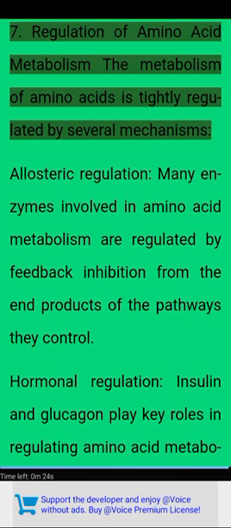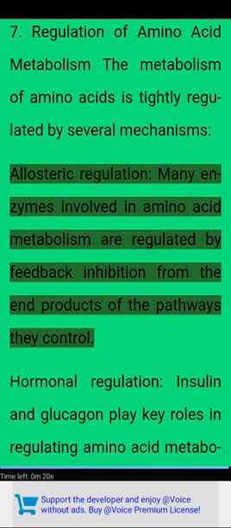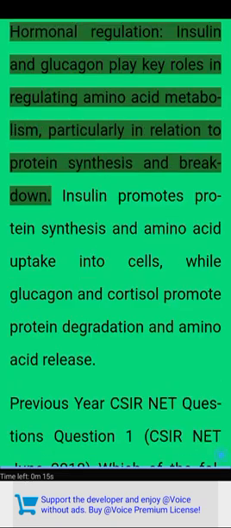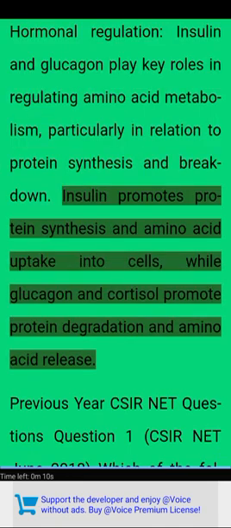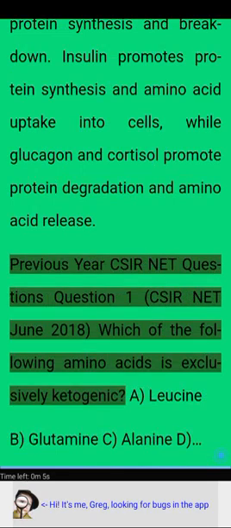The metabolism of amino acids is tightly regulated by several mechanisms. Allosteric regulation. Many enzymes involved in amino acid metabolism are regulated by feedback inhibition from the end products of the pathways they control. Hormonal regulation. Insulin and glucagon play key roles in regulating amino acid metabolism, particularly in relation to protein synthesis and breakdown. Insulin promotes protein synthesis and amino acid uptake into cells, while glucagon and cortisol promote protein degradation and amino acid release. Previous year CSIR NET questions.